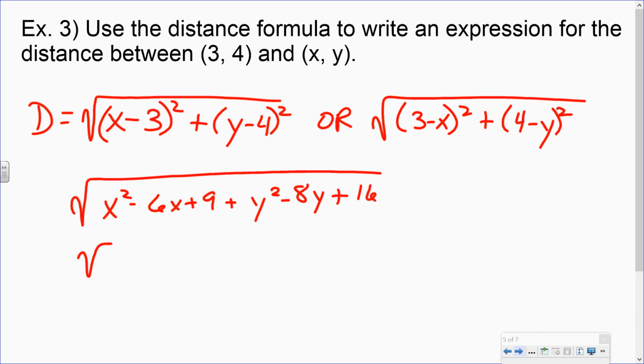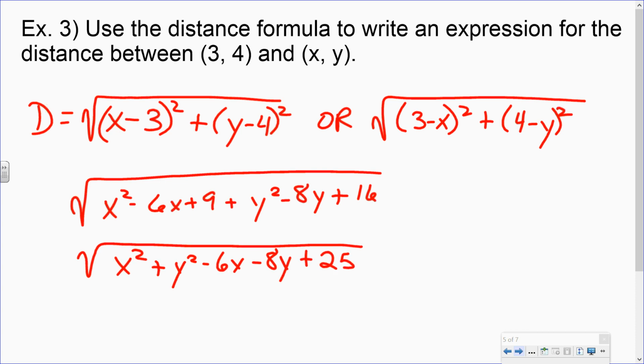And what can be combined in that? Only the constants. So we'd combine it like that. If we had done it the way of the one on the right, we would have had 9 minus 6x plus x squared. Same thing, just a different order. Then we would have had 16 minus 8y plus y squared. So we'd get the same thing either way.